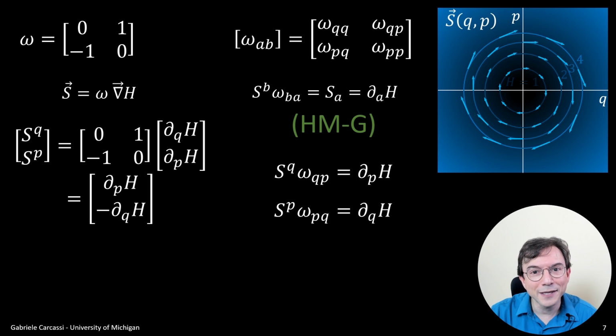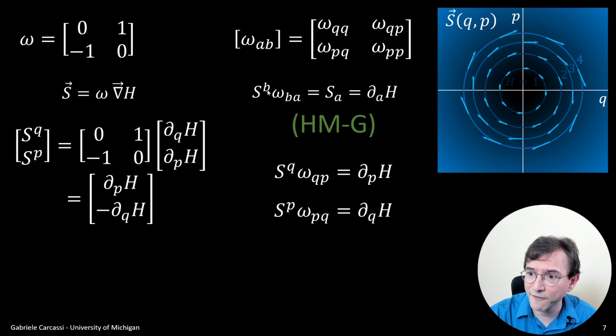A better way to write this, better because it generalizes better to multiple degrees of freedom, is to write our omega in component form with A, B being the indexes. So if you studied relativity, this is exactly the index notation that you use there. It's very useful and very powerful, and we're going to use it here.